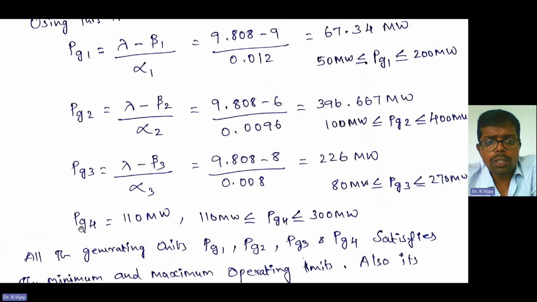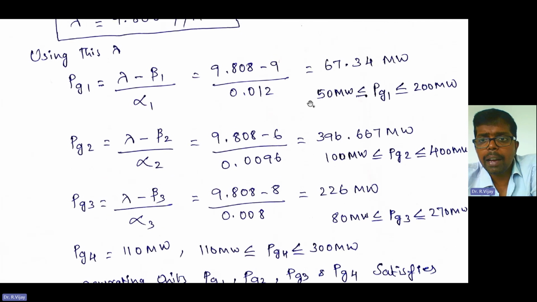Now, also already we fixed PG4 as 110 megawatt. Now we need to check whether all the generating units are within the minimum and maximum operating limits. This is already given in the problem. That is for power generating unit 1, the minimum and maximum operating limit is 50 megawatt less than or equal to PG1 less than or equal to 200 megawatt. Yes, it is falling within the limits, because the answer we got for PG1 is 67.34 megawatt, so it is within the minimum and maximum operating limits.